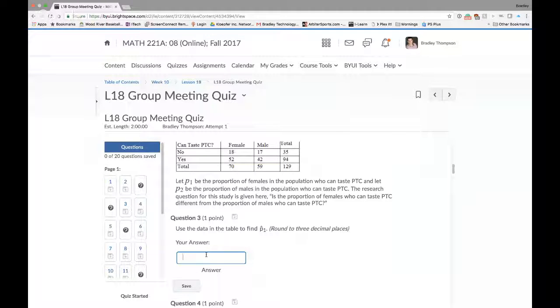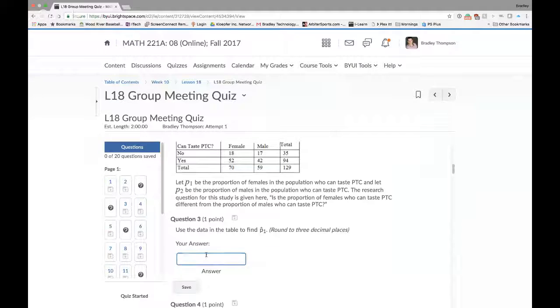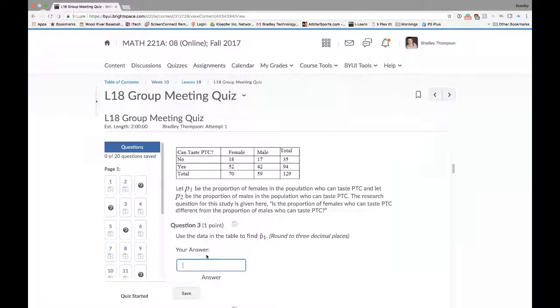So what's being asked? The p hat 1, so X1 over N1. We're doing can taste, right? So it'd be 52 over 70, which is 0.743. P1 is the population who can taste PTC, which is female. So yeah, 0.743 would be right.